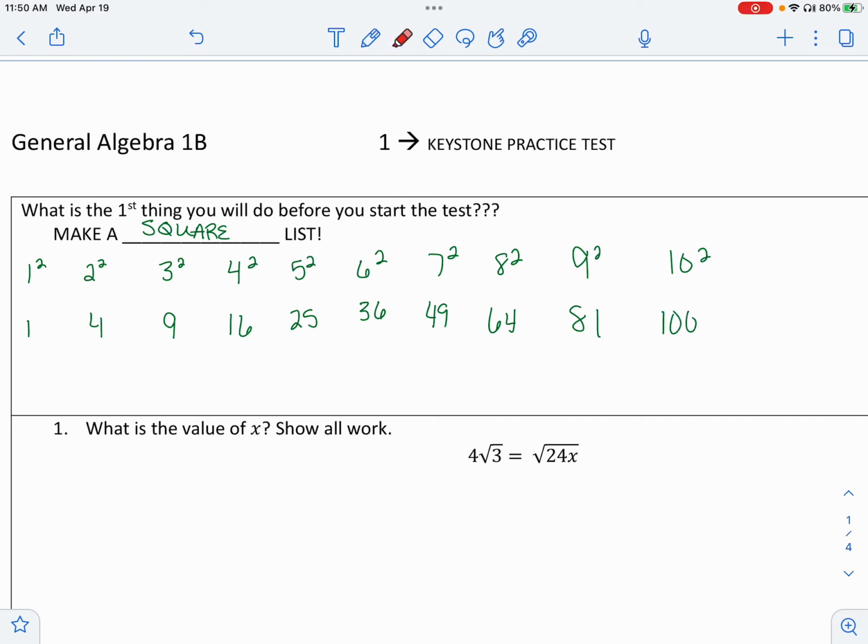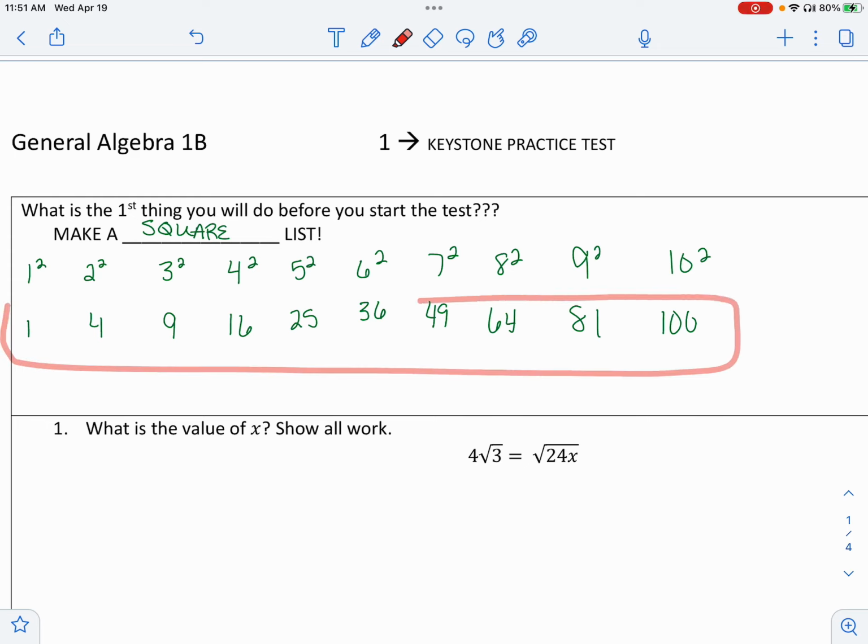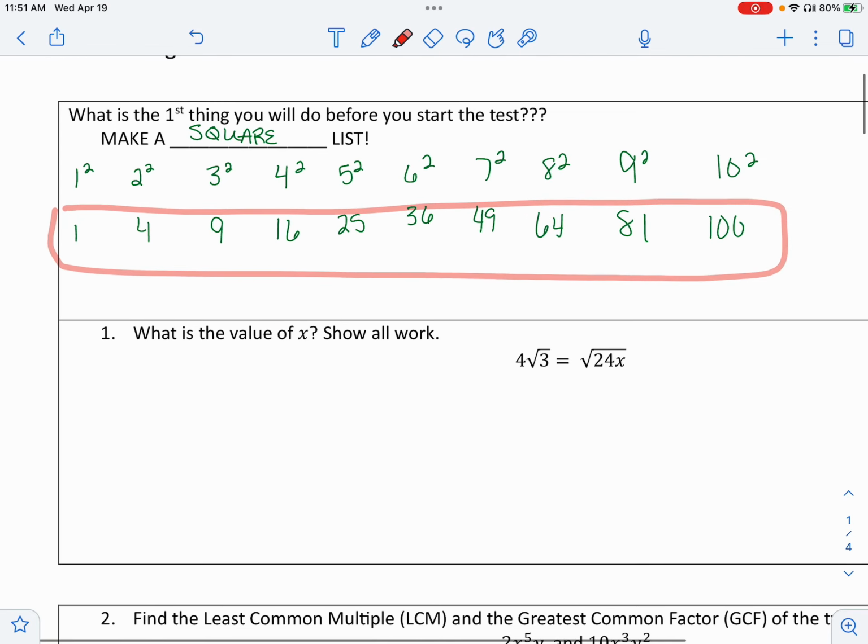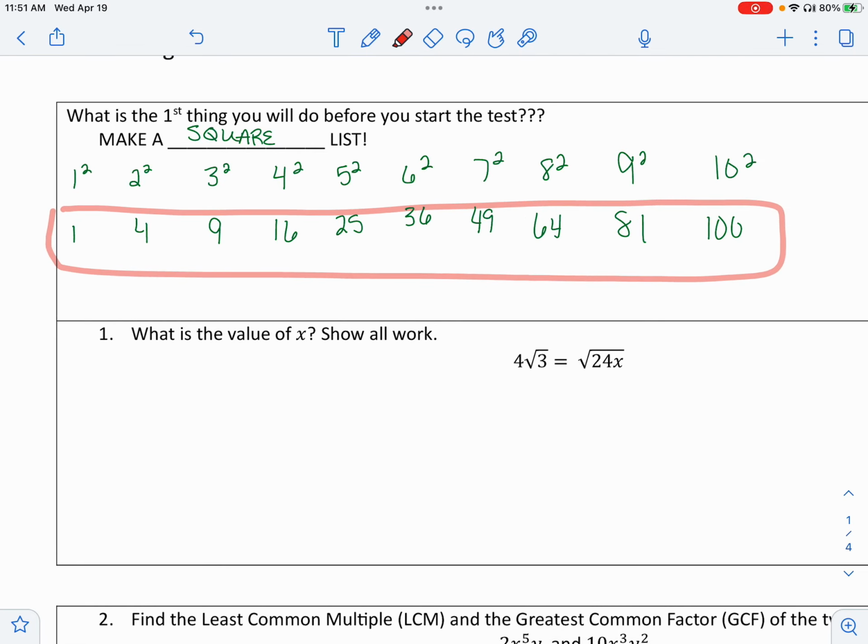But after they're done reading you the directions, I am asking you as your algebra teacher to please make yourself a list of perfect squares as I just did. So 1 squared, 2 squared, 3 squared, all the way up to 10 squared. So you have your perfect squares. Now let's dive in and pretend we're taking the Keystone test.